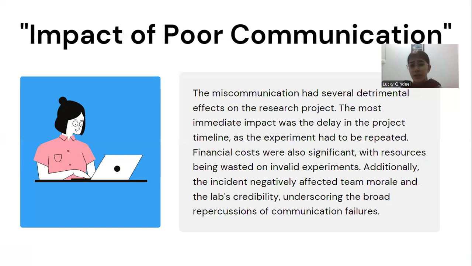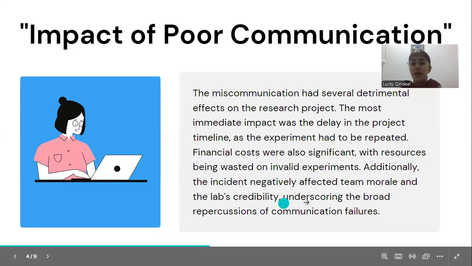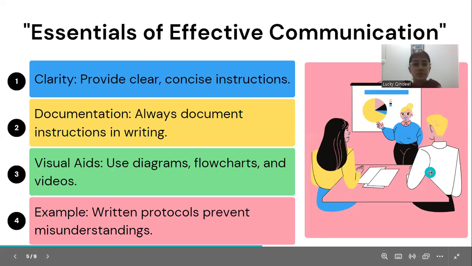Impact of the poor communication. The miscommunication had several detrimental effects on the research project. The most immediate impact was the delay in the project timeline, as the experiment had to be repeated. Financial costs were also significant, with resources being wasted on invalid experiments. Additionally, the incident negatively affected team morale and the lab's credibility, underscoring the lab's reputation of communication failures.